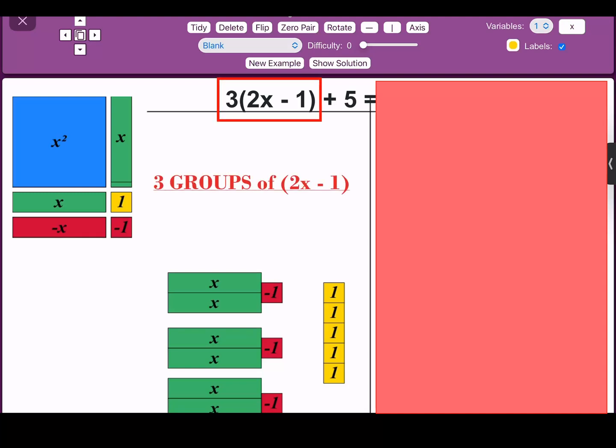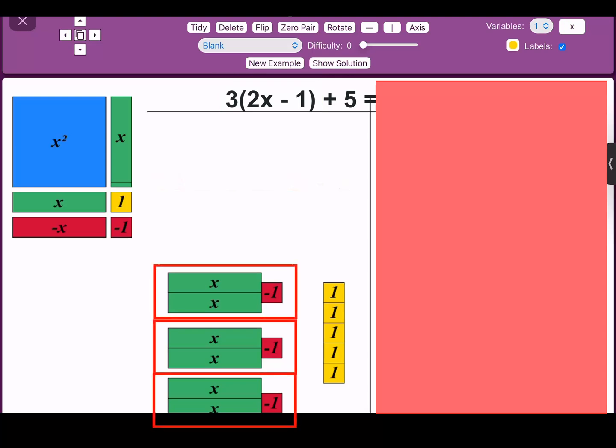So the part right here reads 3 groups of 2x minus 1, which means we have to model 2x minus 1 3 times. I really recommend having your students lay out this first and lay it out in groups so they can visually see the groups of 2x minus 1 like this. This will help clear up the misconception and the mistake that happens when students forget to distribute the number in front of the parentheses to all the terms inside of the parentheses.